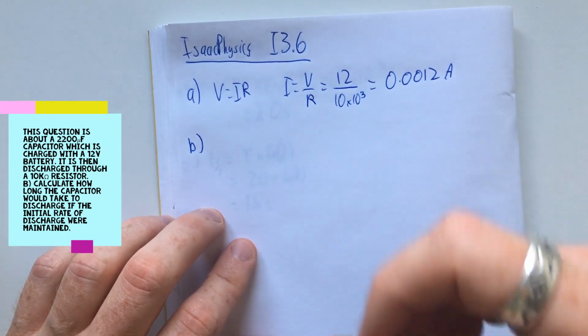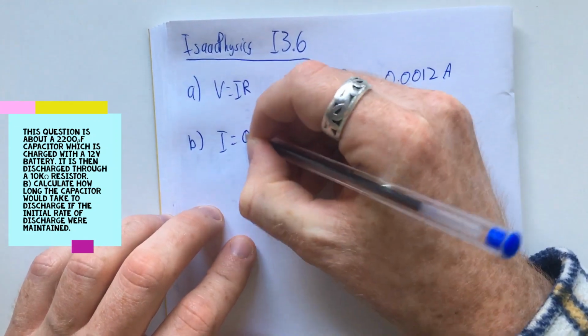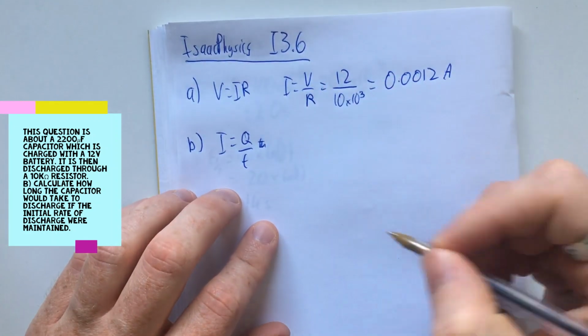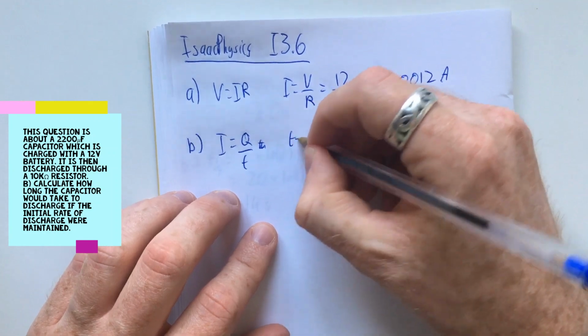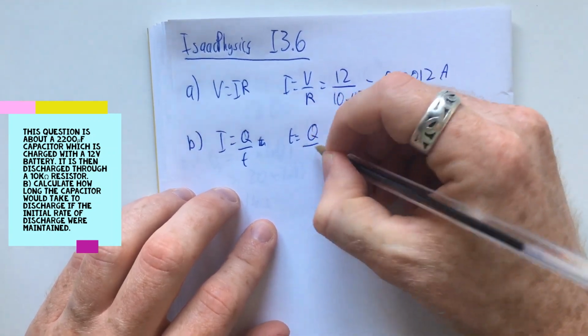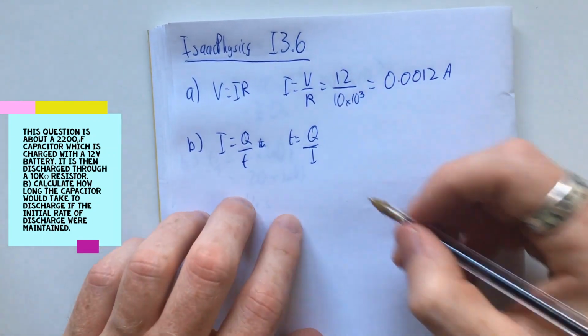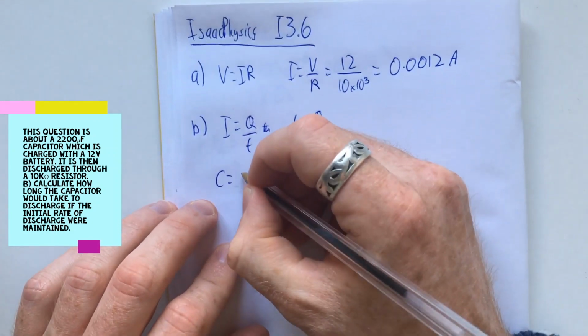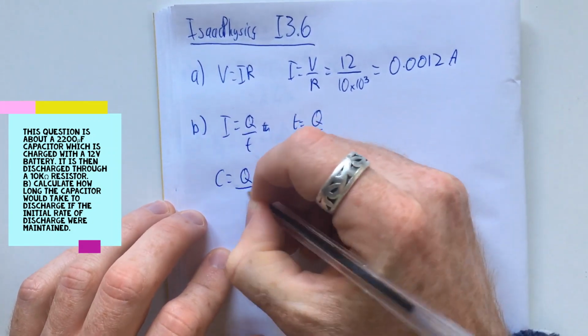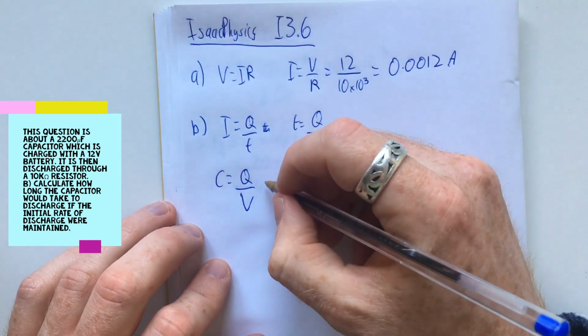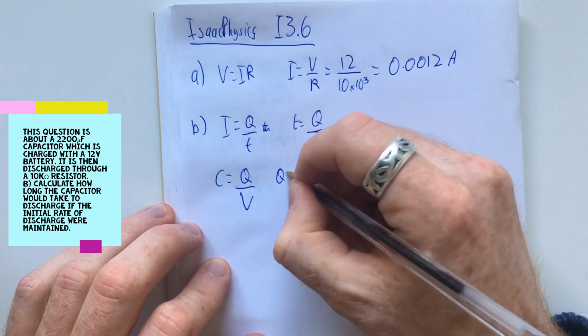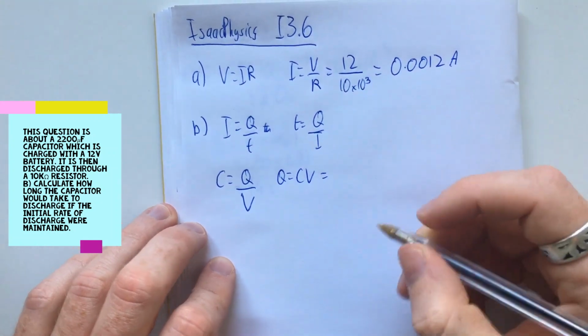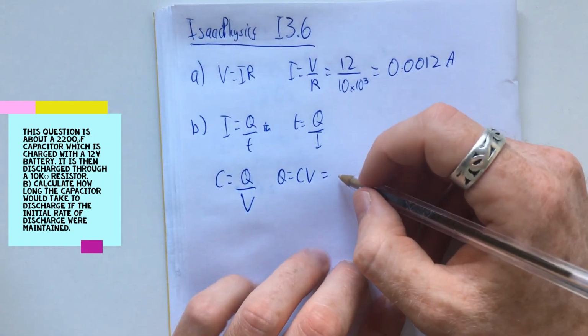So here, we're going to use I equals Q over T. I want to work out the time it takes, so I'm going to do Q over I. I know I from before, but I don't know Q. So I'm going to use the capacitance equation, C equals Q over V, and rearrange it to get Q equals CV. Then I'm going to plug in the values from the question for capacitance and voltage.